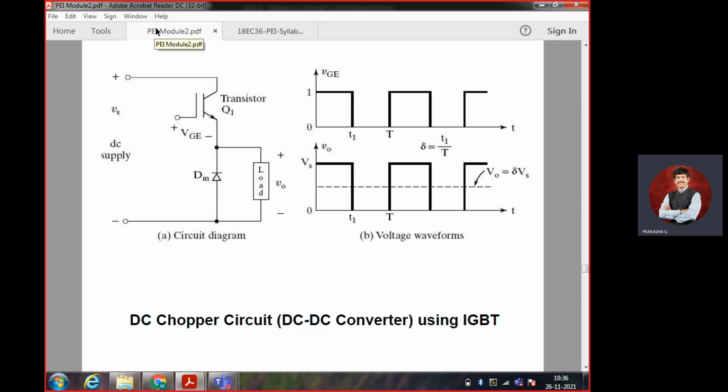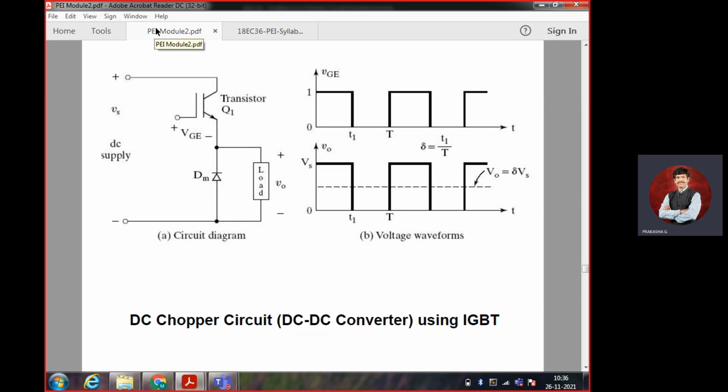How much did you get? My input voltage is 10 volts. T on time is equal to T off time. Both are the same. How much time I am switching on, the same time I am switching off. 50%. So obviously your output voltage will be 50%.